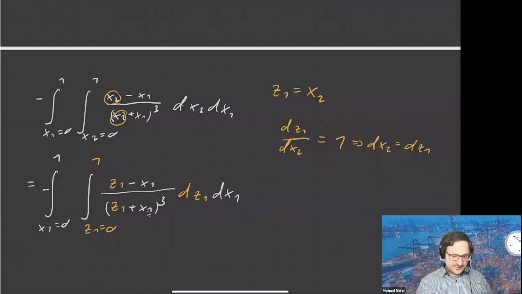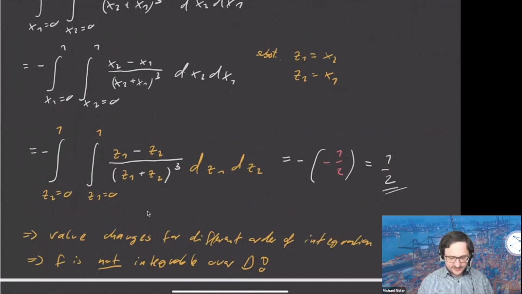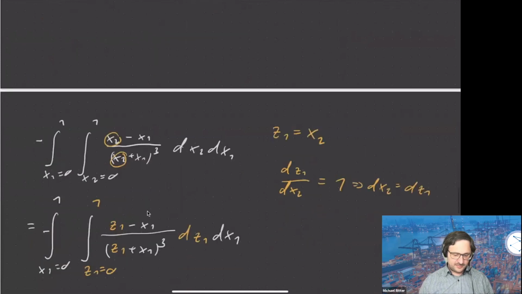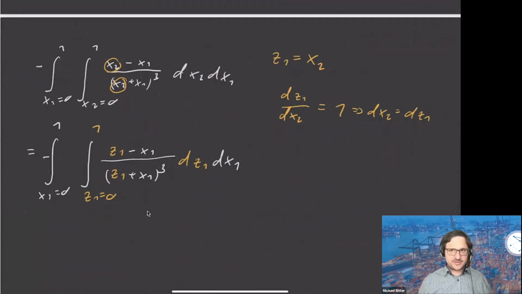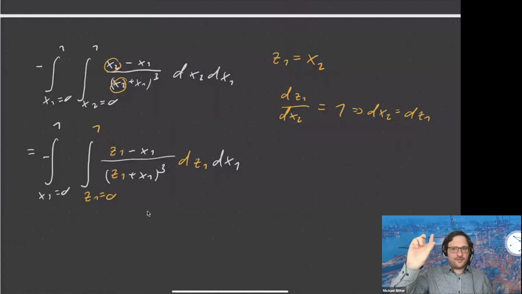And then I'm doing the same thing with this other substitution here, where I substitute x1 by z2. It works just the same. And after you do that, you have basically the same integral again as you had before in that first iterated integral computation. I hope that answers the question.